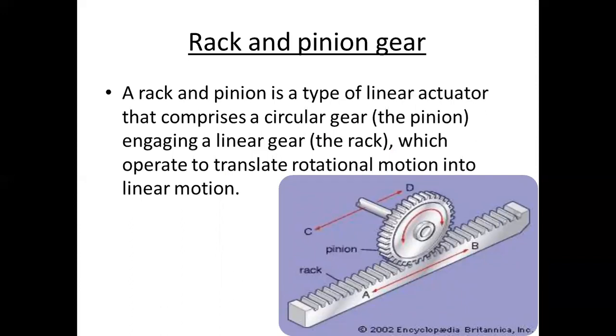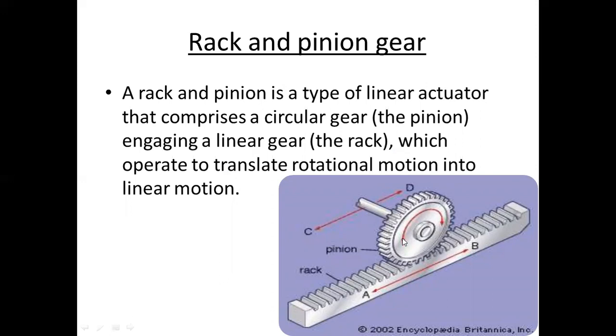This is a rack and pinion gear. It's another type of gear. The rack and pinion gear converts rotational motion into linear motion. This is the pinion, which gives the rotational motion, and this is the rack, which gives the linear motion.